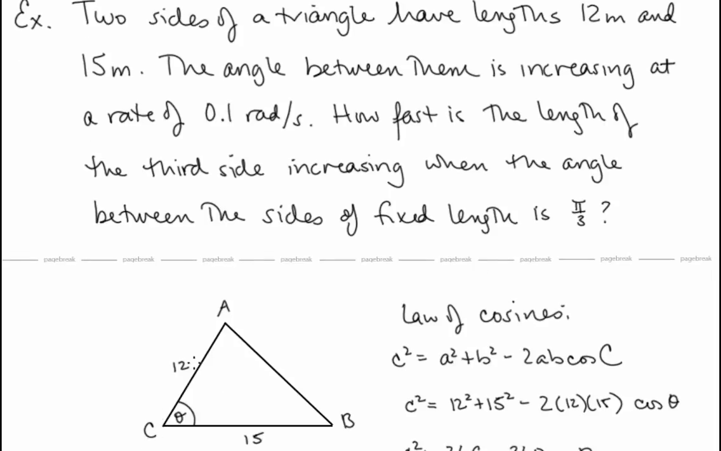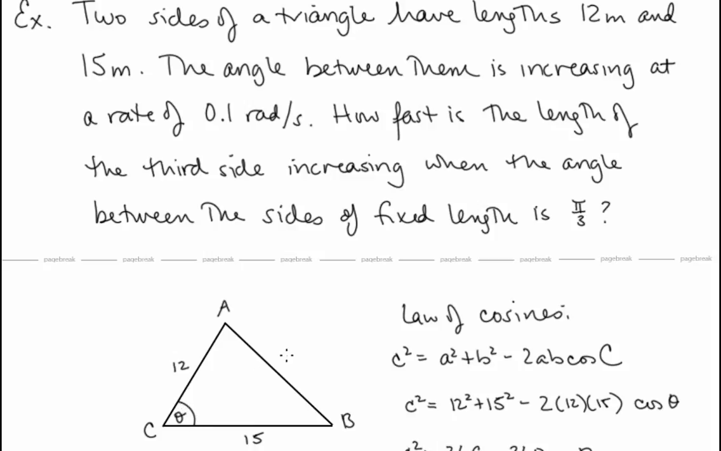One is of length 12 and one is of length 15. And this angle is changing, and so that means the length of the third side is also changing. The angle is increasing at a rate of 0.1 radians per second. So the length of this third side is going to be increasing. So we set up our picture here, and we want to label the quantities that are changing with respect to time. We've already labeled our angle theta.